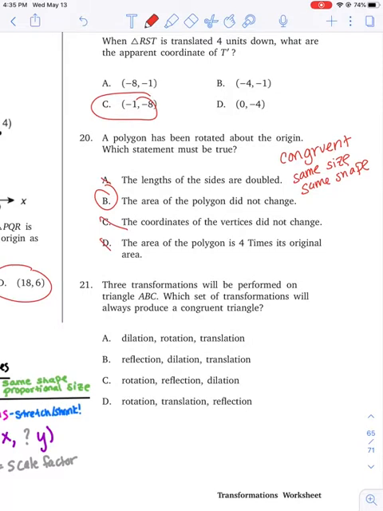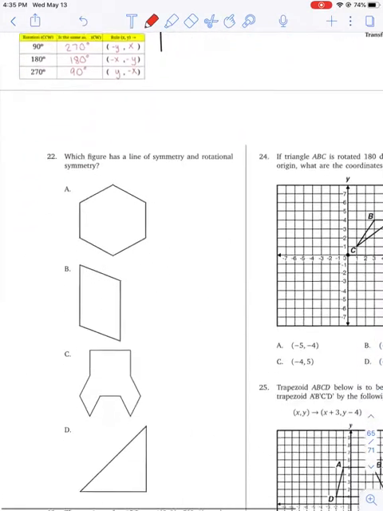All right, 3 transformations will be performed on triangle ABC. What will produce a congruent triangle? So that means we basically want the 3 isometries. And we basically don't want a dilation included. So these 3 all have dilation in it. So D is the only one that lists all 3 isometries. A dilation will make it similar but not congruent.